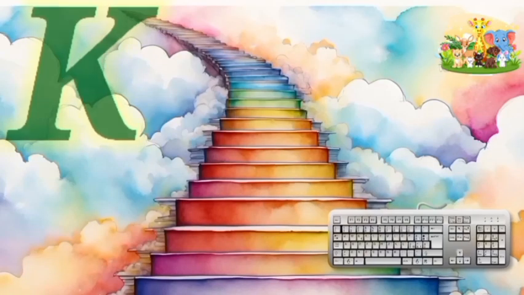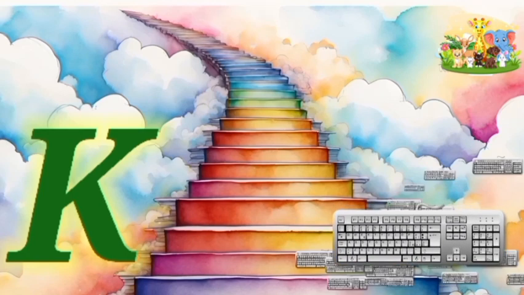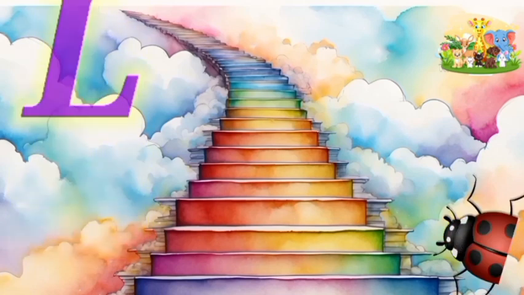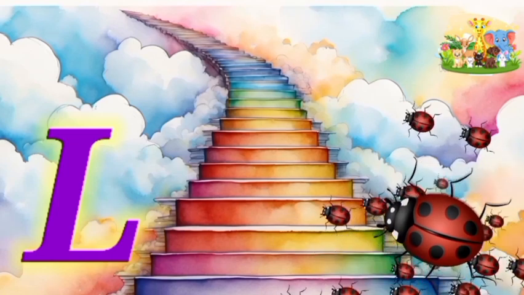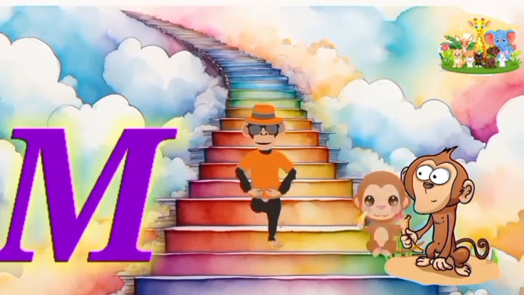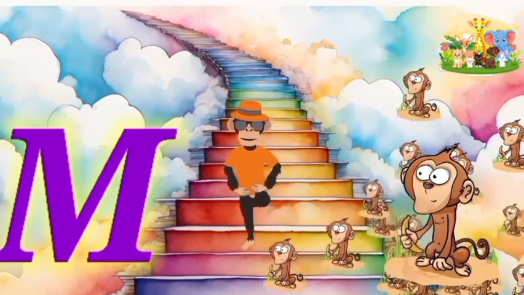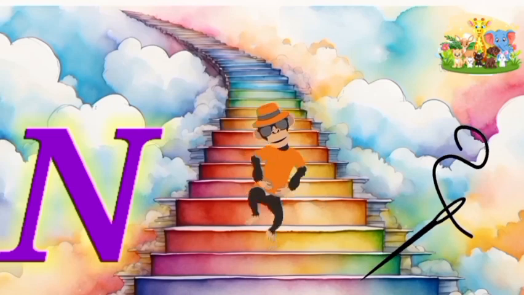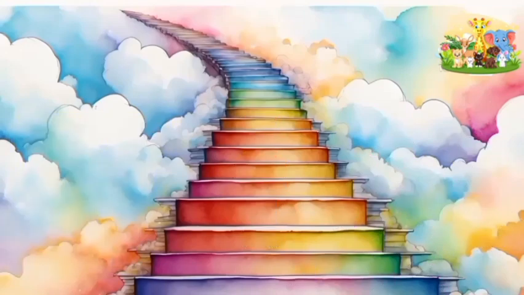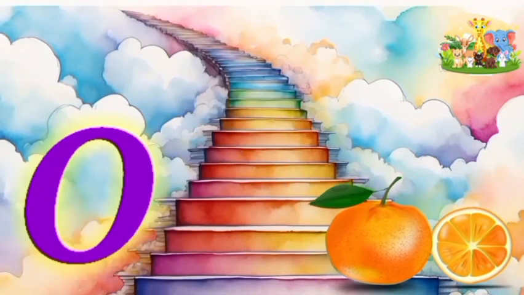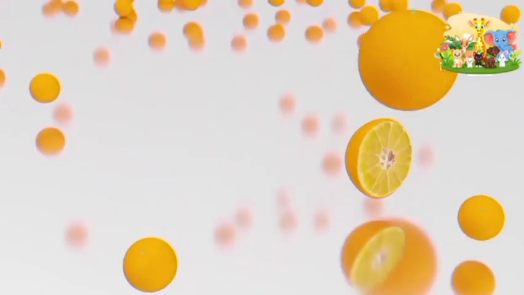K is for keyboard. Keyboard. K, keyboard. L is for ladybug. Ladybug. L, ladybug. M is for monkey. Monkey. M, monkey. N is for needle. Needle. N, needle. O is for orange. Orange. O, orange.